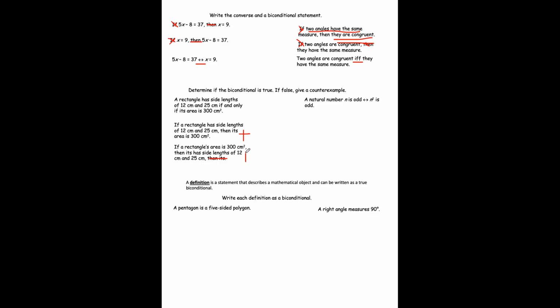So this is false. Our objective is to determine if the given biconditional is true. Why is it false? Because one of the ideas it contains is false. So this is a biconditional statement, but it happens to be a false one.